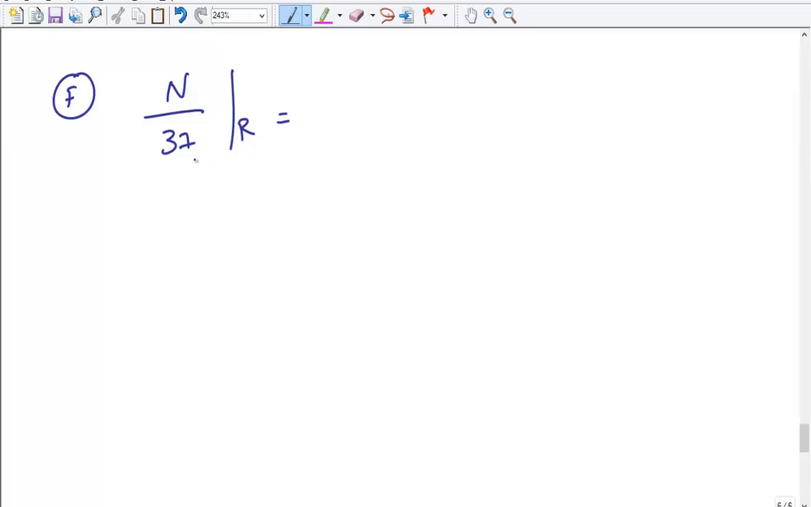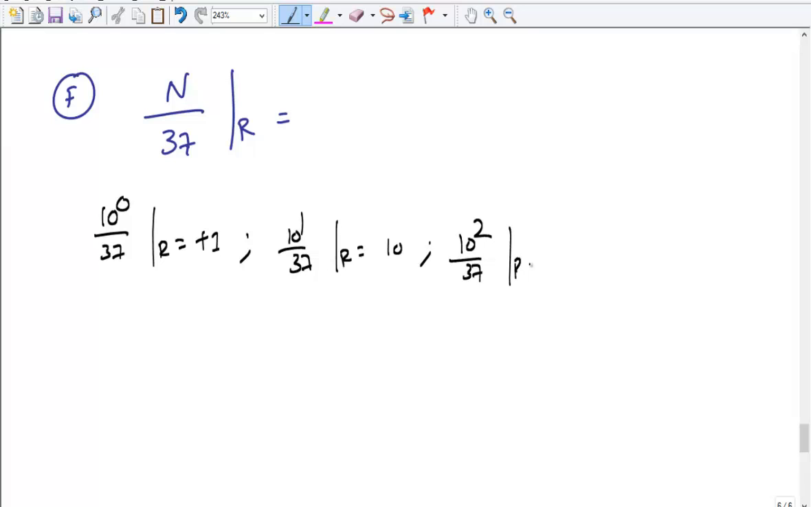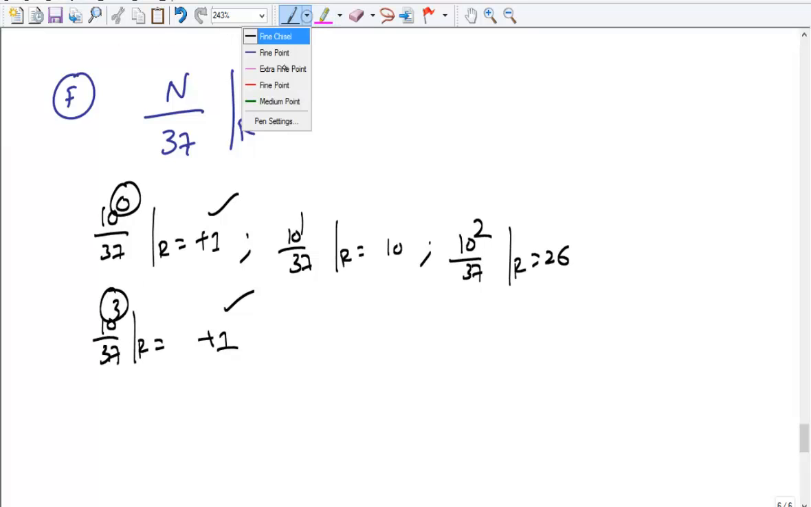Now here, whenever we get a different divisor, I suggested you to follow the same thing, that is 10 power 0 by 37. The remainder is plus 1. 10 power 1 by 37. The remainder is 10. 10 square by 37. The remainder is 26. 10 cube by 37. The remainder is plus 1. Look at this. We have got remainders as plus 1 and plus 1, and the difference between the powers is 3. So that is going to be 3 and 0. That's going to be 0 and minus 3. That is 3. This is the club size.